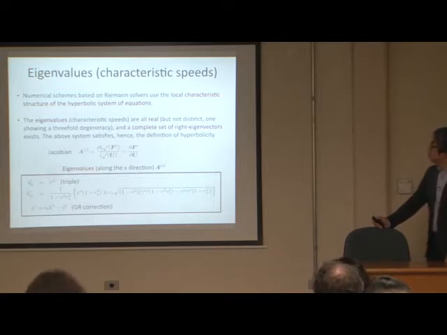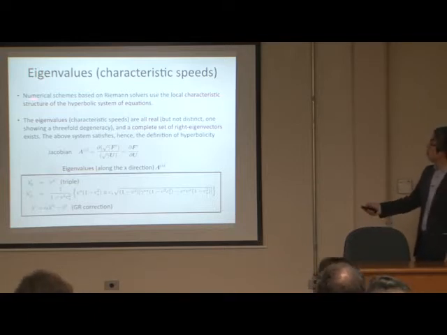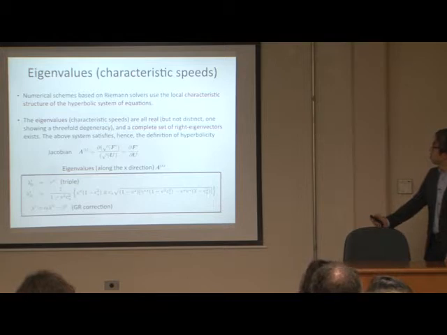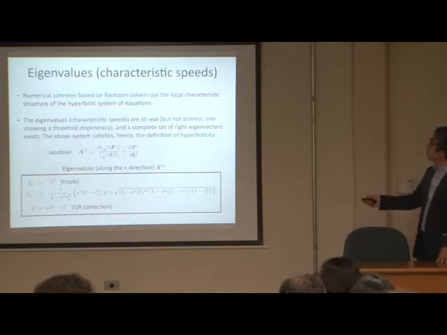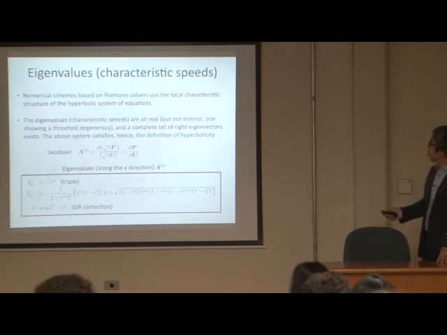So these are the eigenvalues, the characteristic speeds. The numerical scheme is based on the Riemann solver due to the local character of the hyperbolic system of equations. I can explain this on Tuesday. The eigenvalue degeneracy and the complete set of right eigenvectors exist, so the above system satisfies the definition of hyperbolicity. So this Jacobian is calculated here, and then the eigenvalues here.